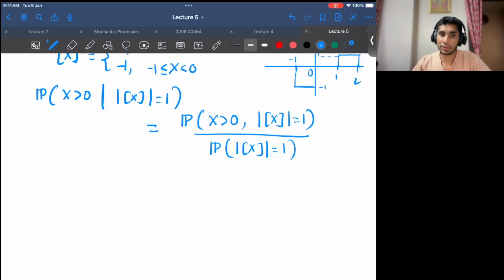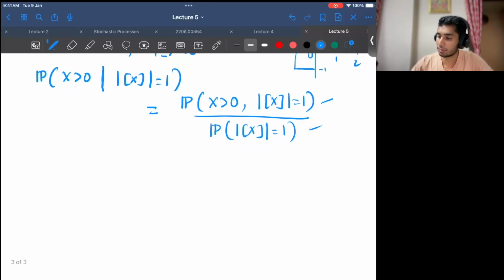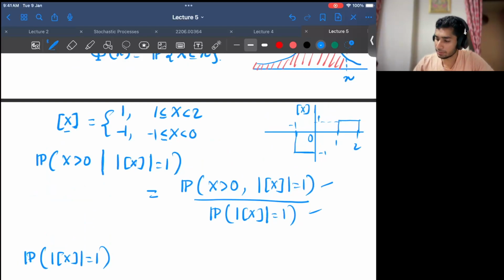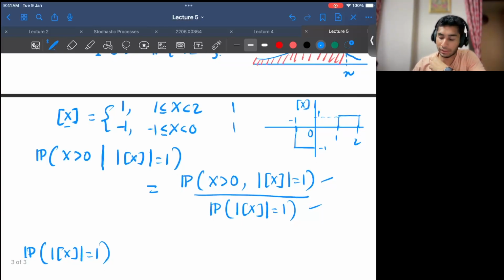Now what you have to do is just calculate each of these probabilities and substitute them here. Let's start with the denominator. What is the probability of mod of box x being equal to 1? So when is mod of box x equal to 1? It's 1 if x is between 1 and 2. It's minus 1 when it is between minus 1 and 0. However, if you take the mod, it will be 1 here and here as well, because mod of minus 1 is also 1.